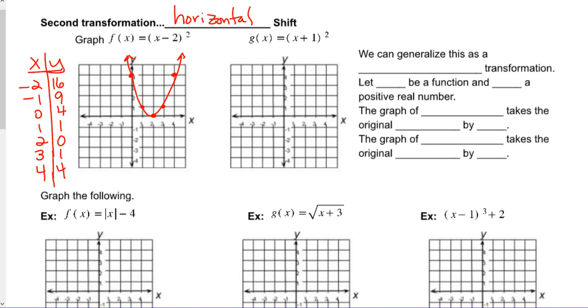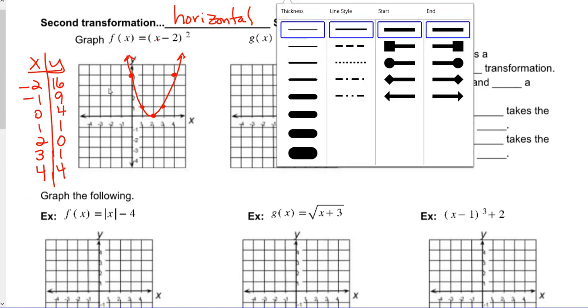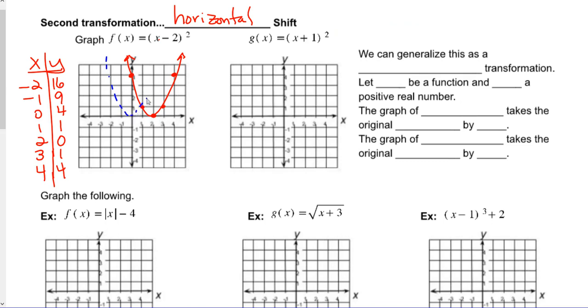Now, what was the original parabola? Hopefully you're getting used to it. The original parabola did something like this, okay? Now, what happened to this new parabola? Here's my vertex. It moved over twice. Here was this point. It moved over twice. So this we move to the right by 2.